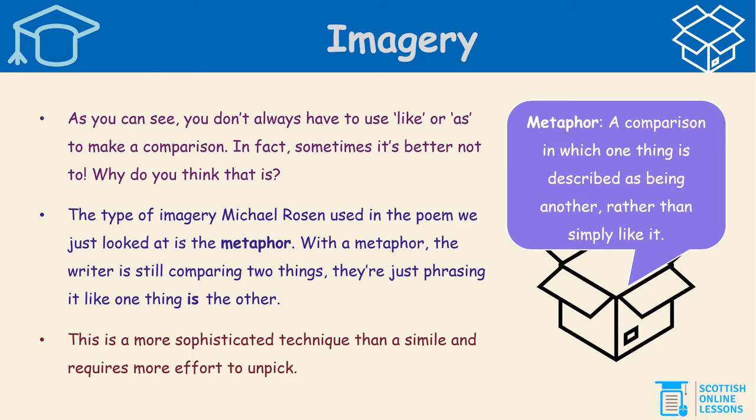Pause the presentation, try to answer those questions before moving on. As you can see then, you don't always have to use like or as or phrases like those to make a comparison. In fact, sometimes it's actually better not to. Why do you think that is? The type of imagery Michael Rosen used in the poem we just looked at is a metaphor. With metaphors, the writer is still comparing 2 things. They're just phrasing it like one thing is the other, even though they aren't really.